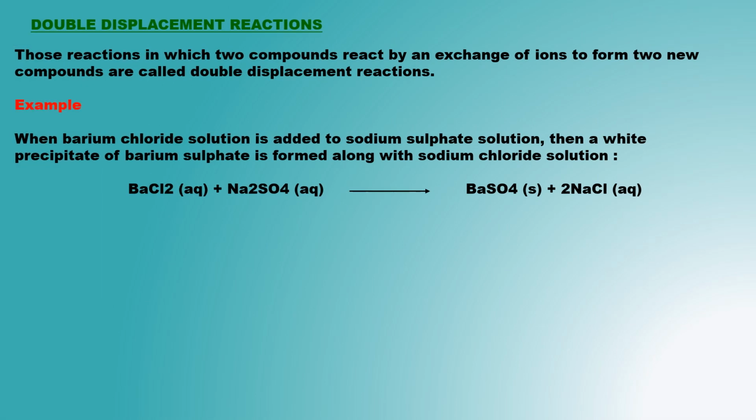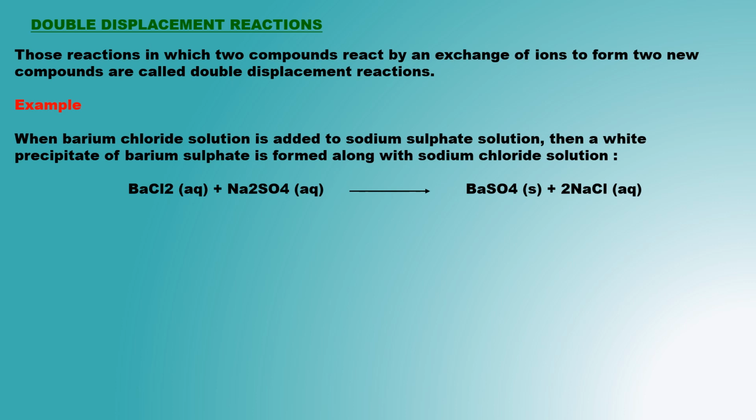Double displacement reactions. Those reactions in which two compounds react by an exchange of ions to form two new compounds are called double displacement reactions. A double displacement reaction usually occurs in solution and one of the products, being insoluble, precipitates out, separates as a solid. When barium chloride solution is added to sodium sulfate solution, then a white precipitate of barium sulfate is formed along with sodium chloride solution.